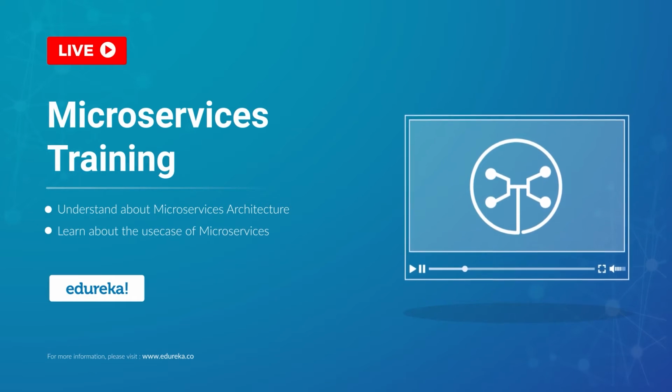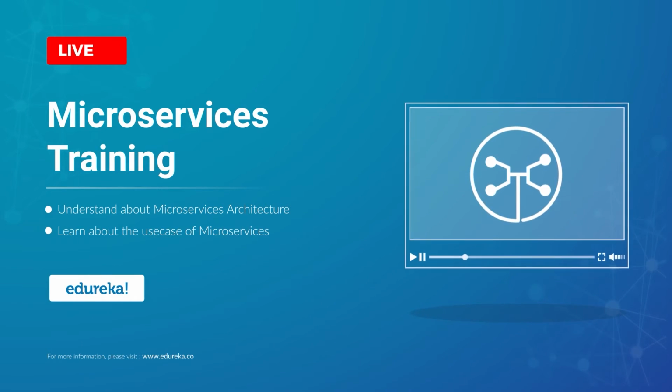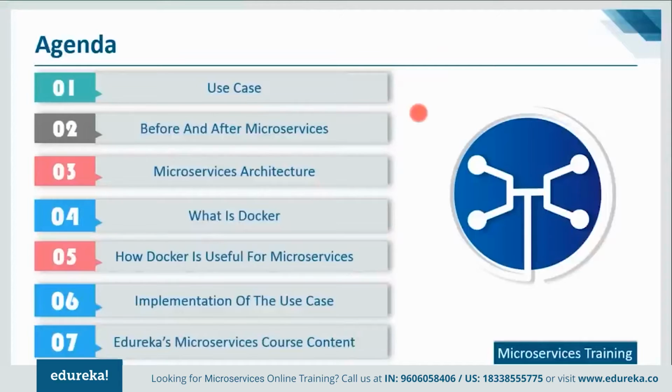So without any further ado, let us move forward and have a look at the agenda for today. So this is what we'll be discussing today. We'll begin by understanding the use case that we are going to implement in today's session. After that, I'm going to tell you about the few basics which are required in order to execute that use case, like what exactly is microservice, what is monolithic architecture, what is Docker and how Docker can be used in microservices. And finally, I'm going to tell you how to implement the use case using Docker. After that, I'm going to discuss the course content of microservices training provided by Edureka.